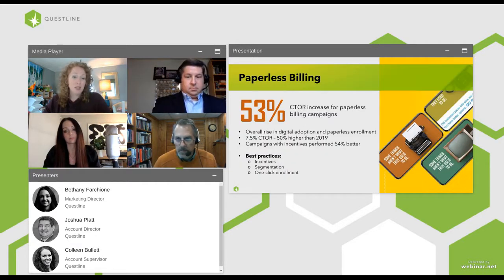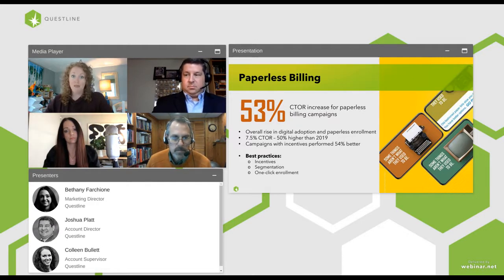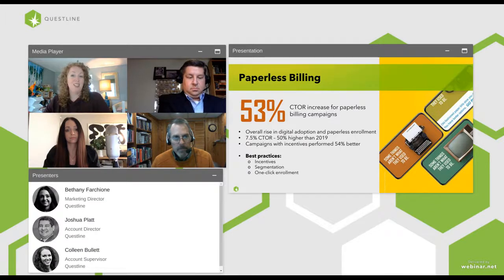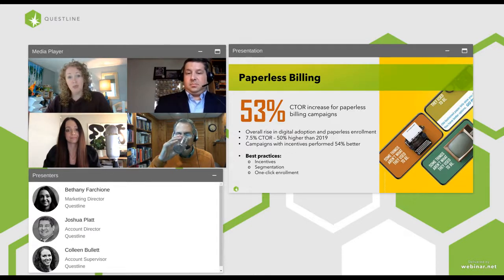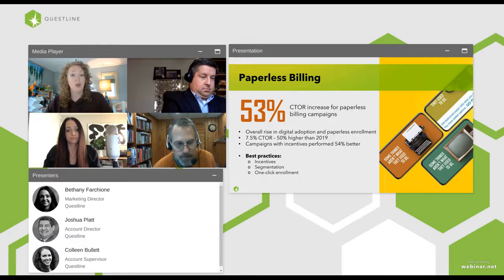Other trends that we saw this year, paperless billing is a growing priority for our utilities as it offers long-term cost savings, right, for every person that converts. So paperless had a 53% CTOR increase across all of our paperless campaigns this year. That's huge. Utilities are working hard to really refine the messaging and the tactics around paperless to encourage adoption.